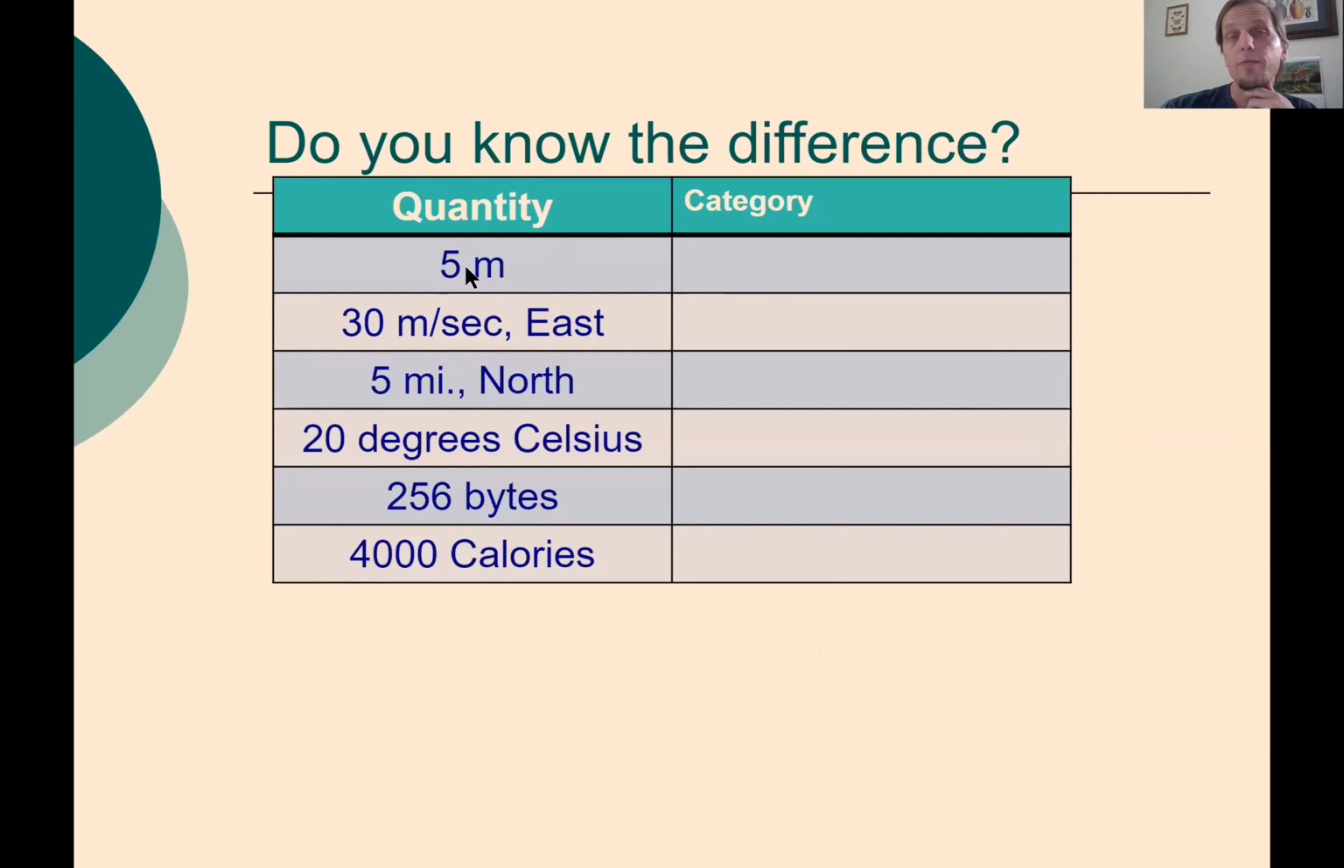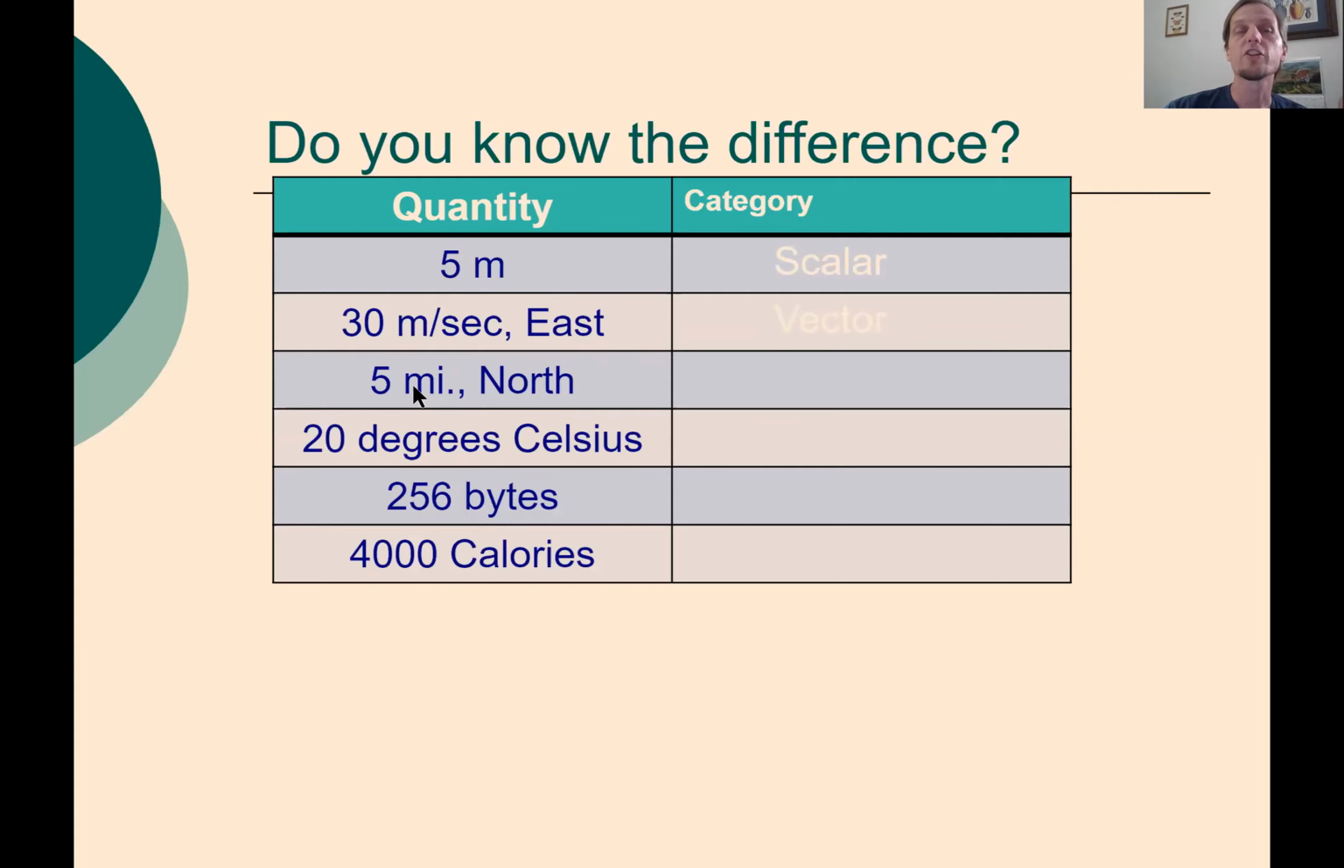Here's a quantity, 5 meters. M stands for meters. Is that a vector or scalar? Is there a magnitude? 5 meters. Is there a direction? Nope. Therefore, it is scalar. Okay. 30 meters per second east. That's a speed, and we added direction to the speed. That makes it velocity. Which side of our chart had velocity? Correct. Vector side.